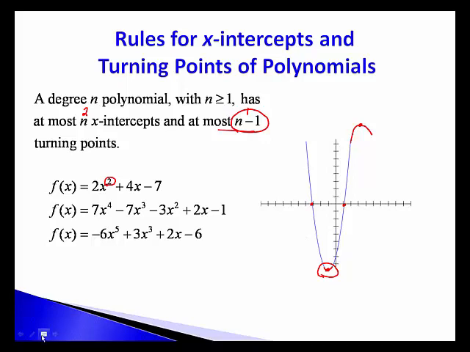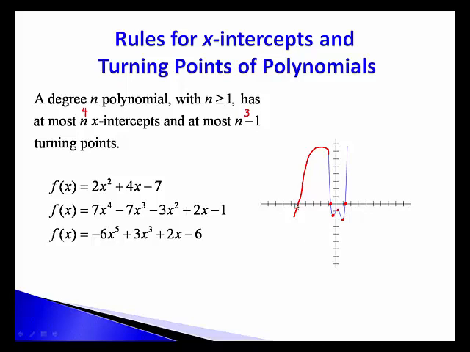Let's look now at our next one. Here's our fourth degree polynomial. And what this tells us is that it can have at most 4 x-intercepts and at most 3 turning points. So let's look and see. I see 2 x-intercepts, there they are, right there, and I see 3 turning points, right here. Now let me ask you a question. Can there ever be a place where this comes back down and gives me another x-intercept? Think about that for just a second.